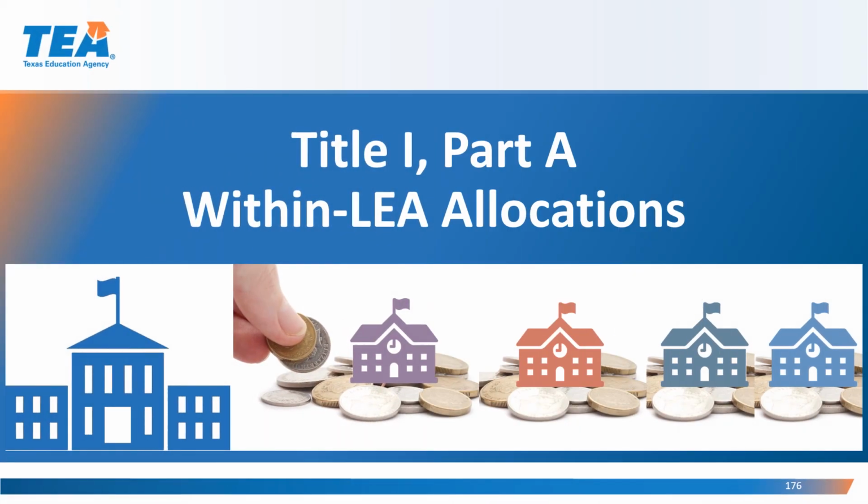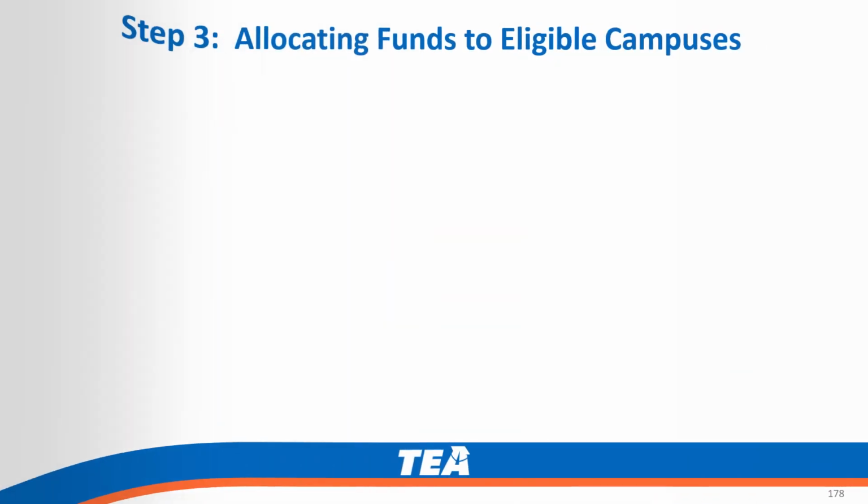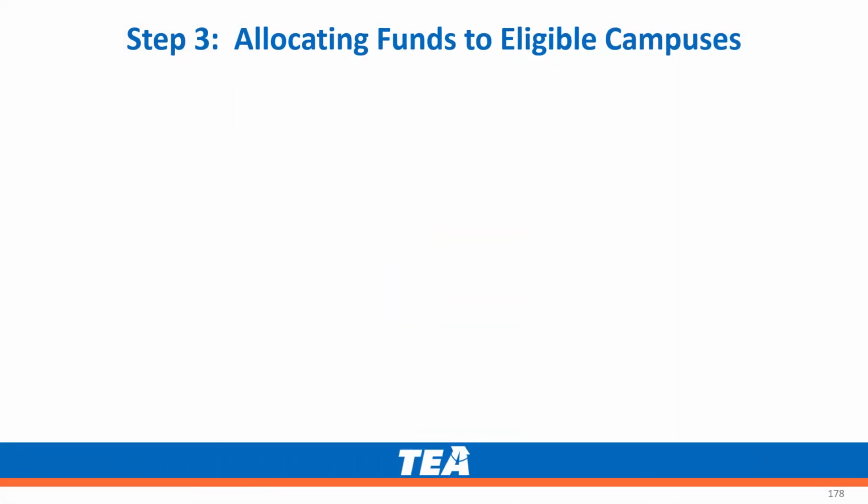Now we will take a look at the steps for determining Within-LEA allocations after reservations have been determined. Now that we've completed steps 1 and 2, we now get to step 3, allocating funds to eligible campuses. Before we begin to examine the allocation of funds to eligible campuses, let's gain a better understanding of some of the phrases I will be referring to in this section of the training.